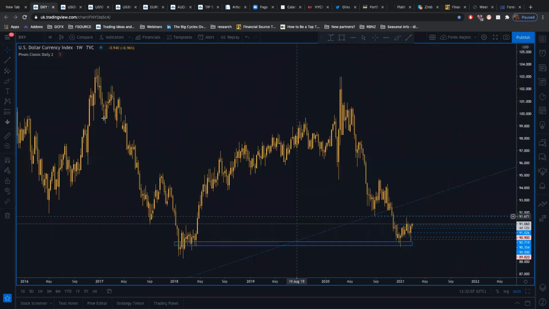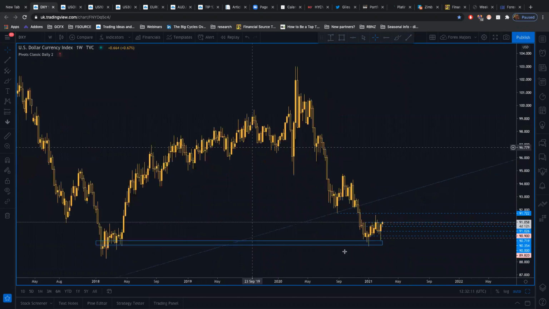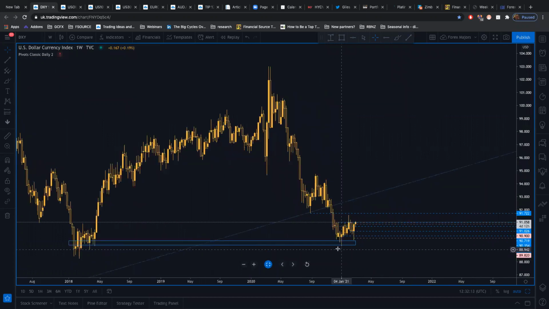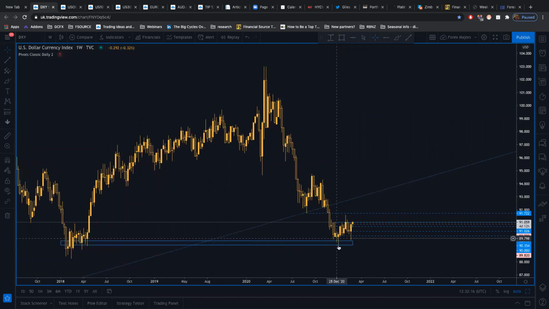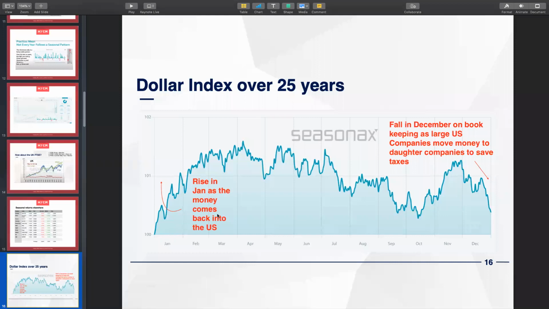This is the same chart that I showed you, the dollar index, and you can see here the start of 2021. You can see as price fell into this key support level on the left, we saw dollar buying the start of the year. That's that dollar buying the first couple of weeks of the year, which is what we'd be expecting on that seasonal pattern as money comes back into the US.